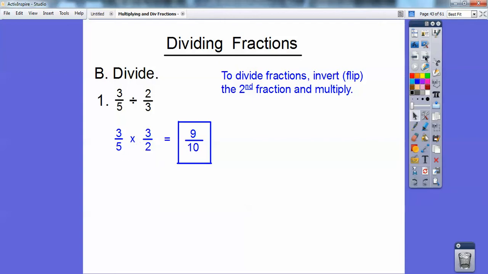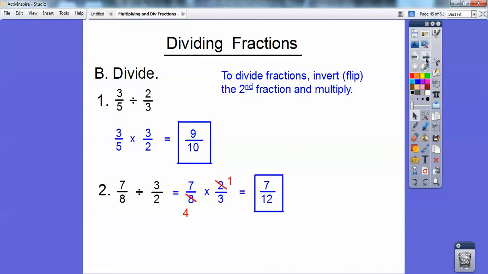Okay, so you flip the second one and multiply. Okay, so here I'm going to flip this and make it 2/3 and change it to multiply. All right, so there you go, and then go ahead and cross cancel that 2 and that 8. And you get 7/12. Okay, see, fractions aren't that bad.